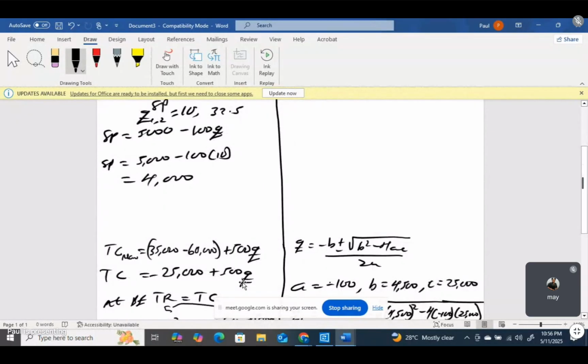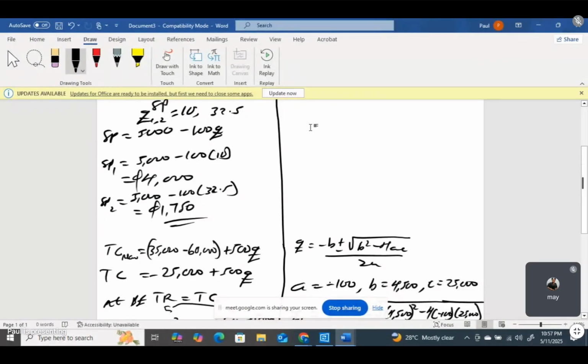That's the first selling price. And when we put 32.5 in the second one, we'll get 1,750. Now these are two different selling prices.